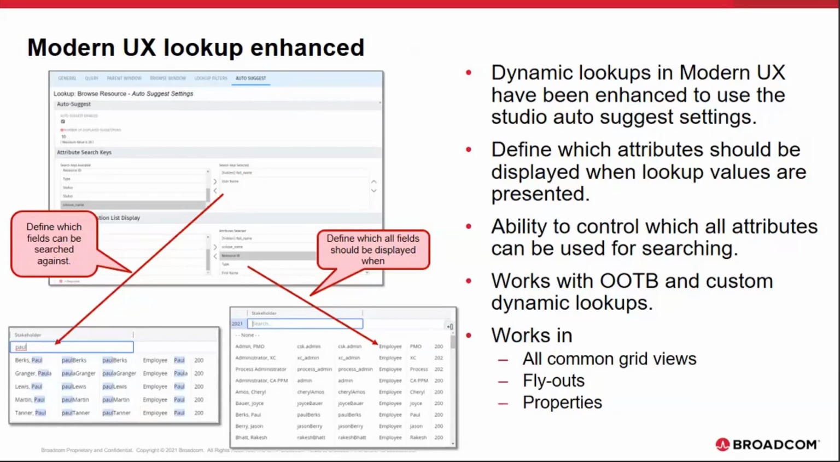This change will work with the out of the box as well as with the custom dynamic lookups. And this works in the grids, the flyout, and the properties page. The definition of where to control the Autosuggest and the search is within the lookups under the Autosuggest. This is something that is used by the classic, but starting 15.9.3, the modern UX will also respect the same Autosuggest settings.